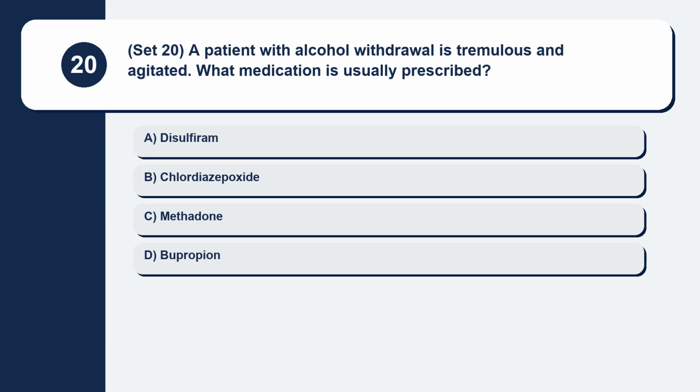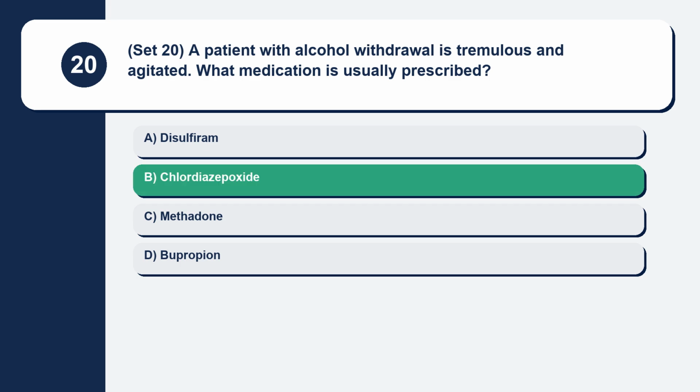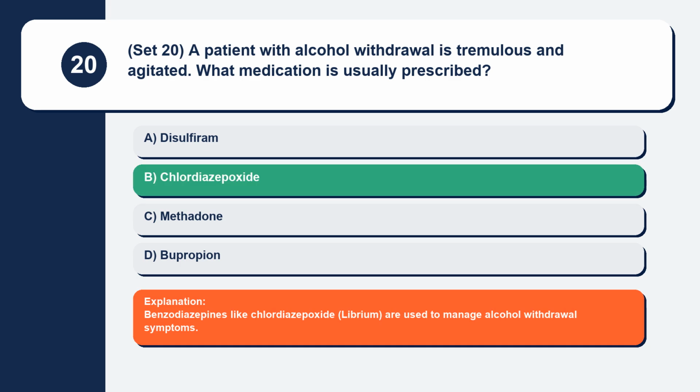Question 20. Set 20. A patient with alcohol withdrawal is tremulous and agitated. What medication is usually prescribed? Disulfiram, chlordiazepoxide, methadone, bupropion. Benzodiazepines like chlordiazepoxide, Librium, are used to manage alcohol withdrawal symptoms.